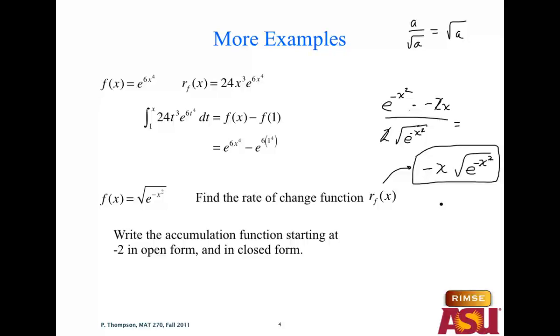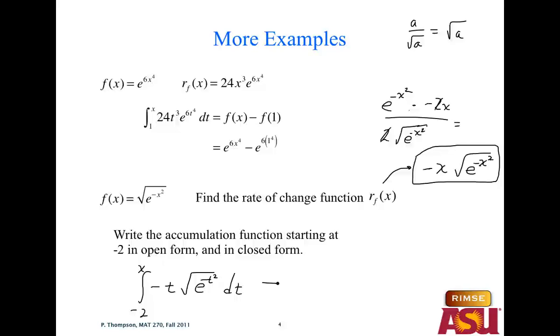Okay, this counter over here. Open form. The integral from -2 to x of negative t times the square root of e to the negative t squared dt. What do you think about this open form? Exact accumulation. Like it?